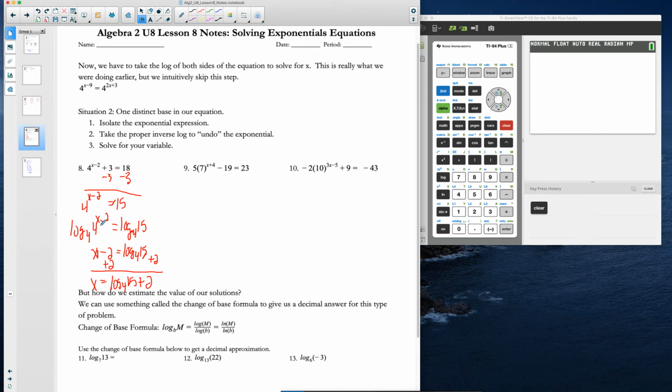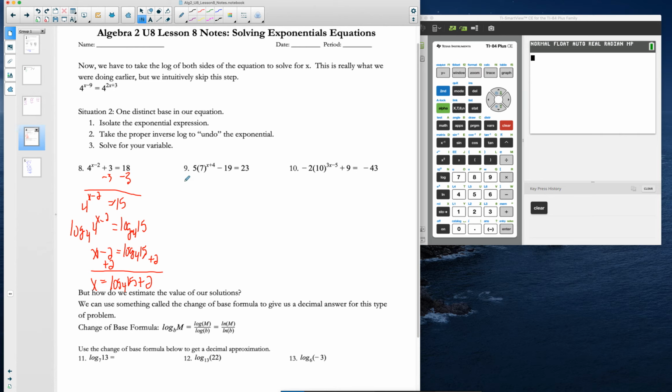Now, just talking about mechanics, what you'll see is a lot of people will jump from this step to this step. They won't necessarily write this in between. I'm doing that for emphasis right now to help you see exactly what's happening, but know that some people will jump that, and that's totally fine.